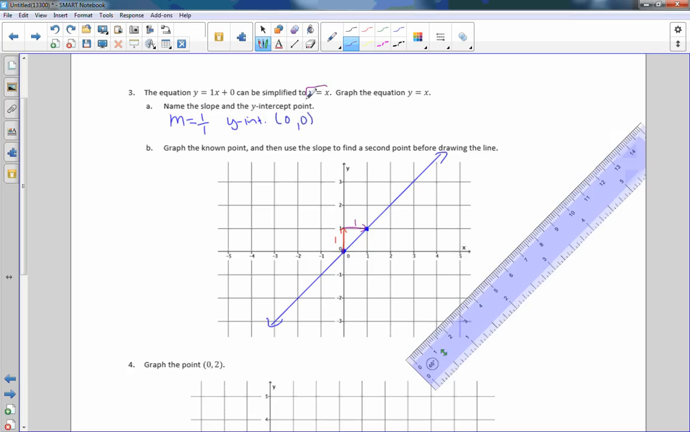So the equation y equals x is a really important graph, and it has to do with identities. Since this is the identity equation, it has the multiplicative identity in it and the additive identity. And we'll get into that in the future. Okay, so this is the linear equation y equals x.